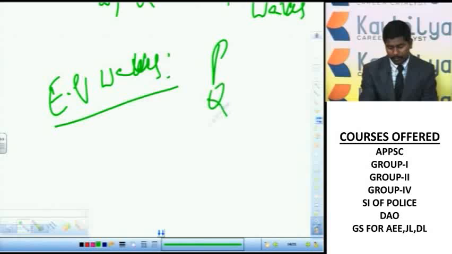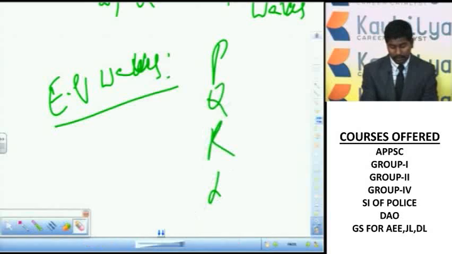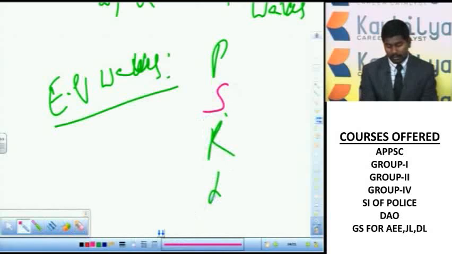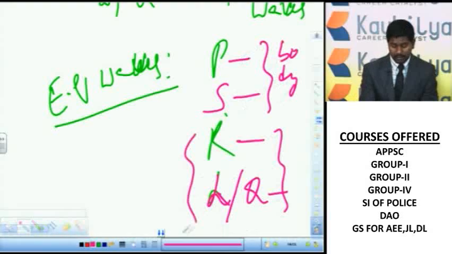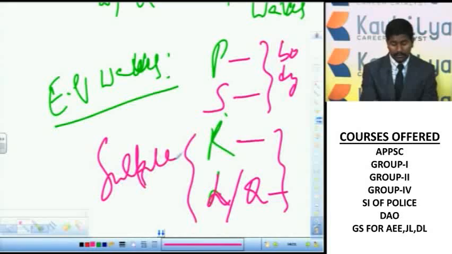Like P, Q, R and P, S, R, L or Q waves. So P waves, S waves, R waves and L waves, and of these, two are body waves and these two are surface waves. So let me discuss these waves one by one.